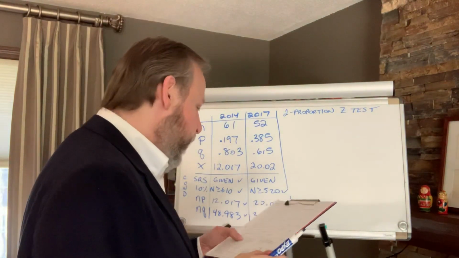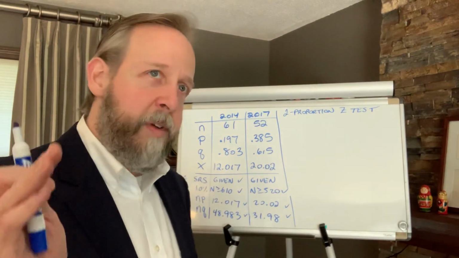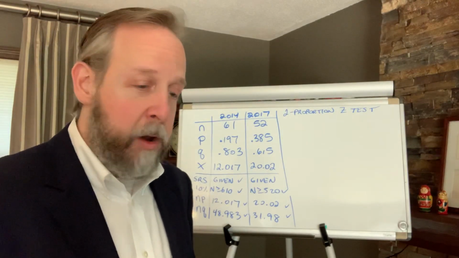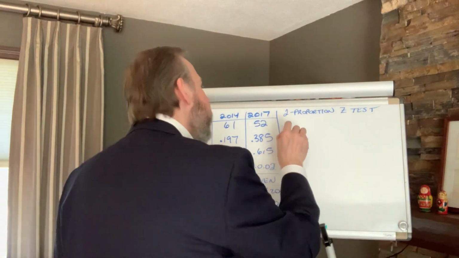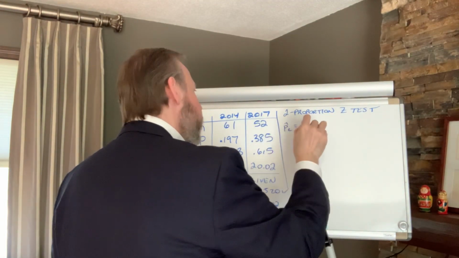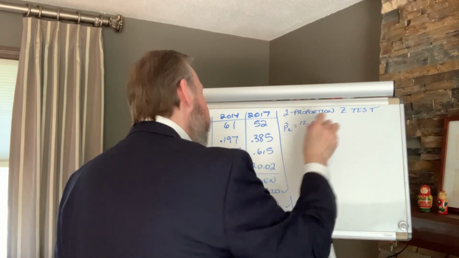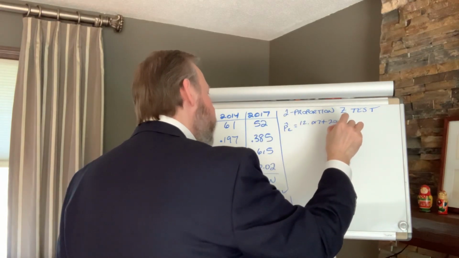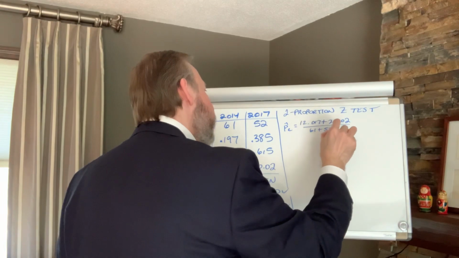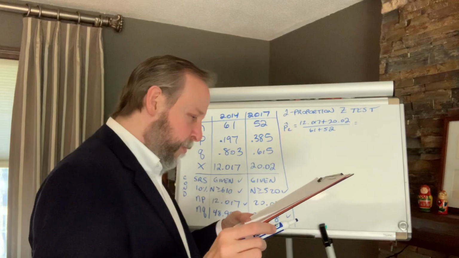Now, in a 2-proportion z-test, we understand we need hypothesis statements. We also need to identify our alpha, but we need to find the p hat combined and q hat combined to find the z-score, if we recall that. The p hat combined is equal to the successes or the resistance in the first one, so 12.017, plus the resistance in the second sample, 20.02, divided by the sum of their sample sizes, 61 plus 52. So the p hat combined in this problem is 0.2835.